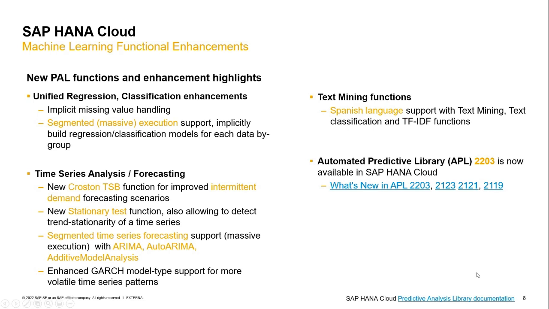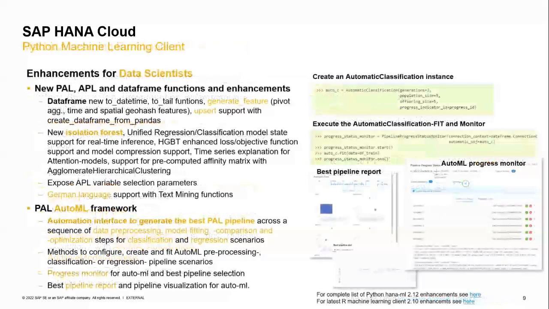In the area of text mining, we now support, in addition to German and English, Spanish as the next language with our text mining, text classification, and text analysis functions. And also for the Automated Predictive Library, APL release 2203 is adopted in HANA Cloud Q1 with some additional functions in the area of model export and probing for single exponential smoothing functions.